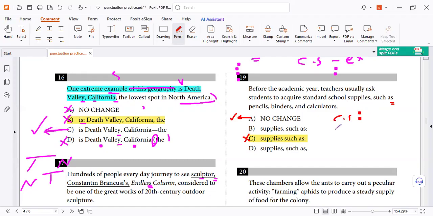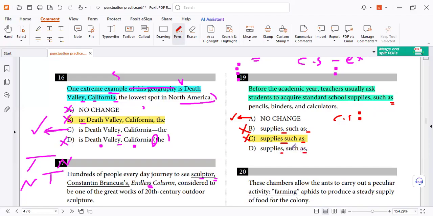Before a colon, it must be complete. So I take it from the beginning to the end. Is that a complete sentence? It has a subject, teachers, and the verb ask, but the meaning is not complete. Why? Because you said such as and you stopped. Such as what? You should complete the examples. So that means B and C are wrong for the same reason. Look, the meaning is not complete, with a comma or without a comma. So let's go to the next.